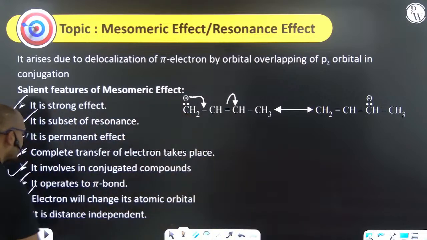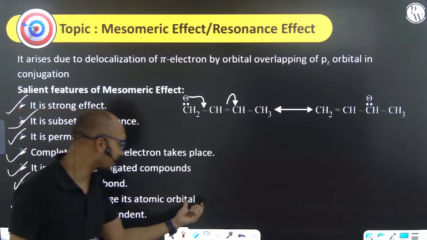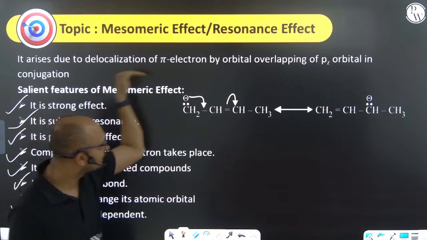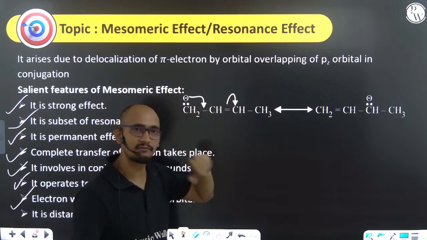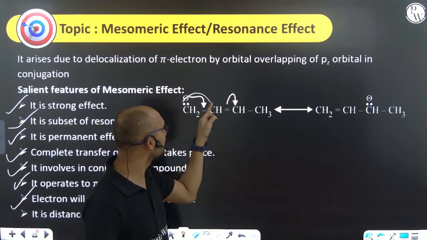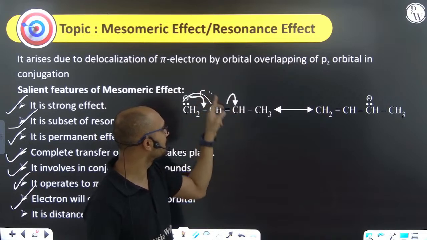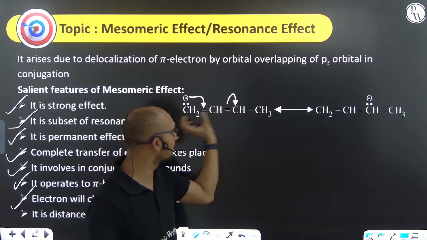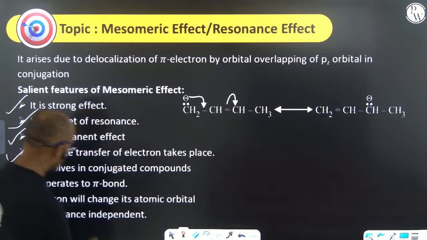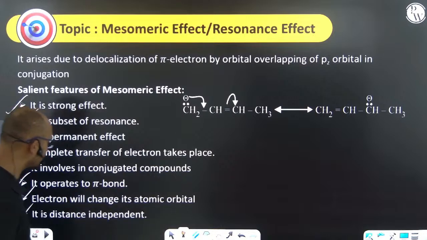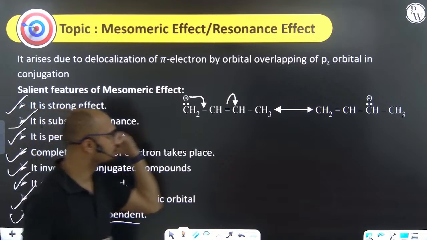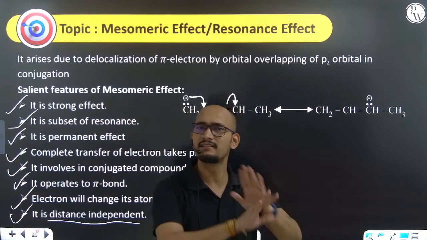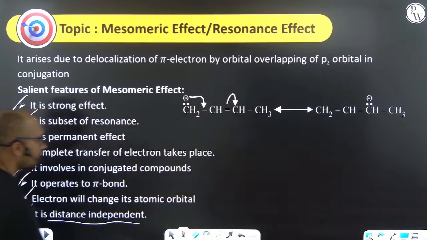So here the electron will change its atomic orbital. Initially it was looking like sp3, but after the overlapping, this carbon will convert into sp2, and this electron is not just at one place, but it is revolving, or you can say delocalized in all 3 carbon. That's why we call this. Now it is distance independent. No matter how long the resonance is drawn, as long as the resonance keeps on going, its effect will be the same.